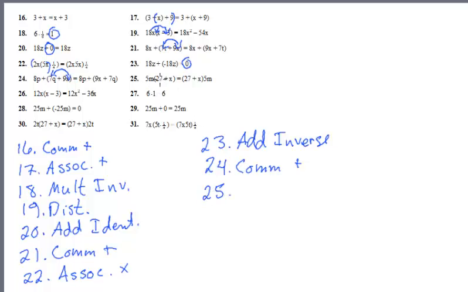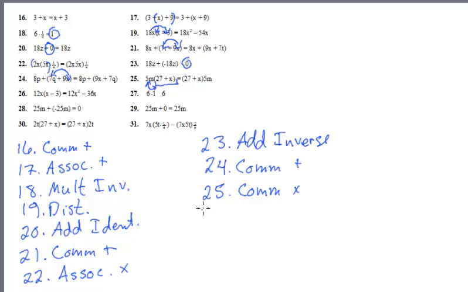Number 25. 5m times 27 plus x equals 27 plus x times 5m. So something's been switching places, but we note here that it's this whole thing switching places with the 5m. So the 5m and the 27 plus x are switching places, so it is commutative. But those two numbers are joined by multiplication, and it is switching around a times sign.